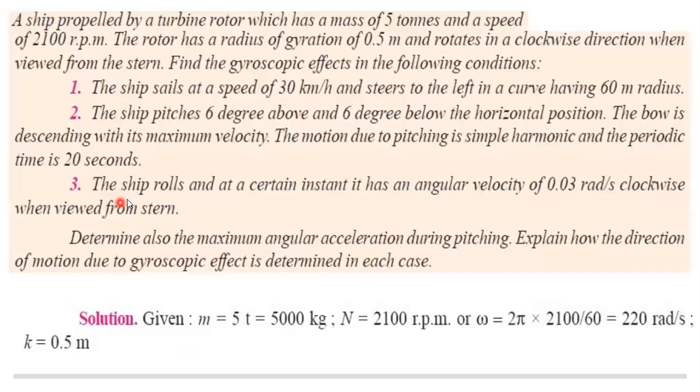Third condition is the ship rolls, and at a certain instant it has an angular velocity of 0.03 radian per second, clockwise when viewed from stern. They have given the value of angular velocity, so these are the conditions. Now we need to determine also the maximum angular acceleration during pitching, and explain how the direction of motion due to gyroscopic effect is to be determined in each case. Actually, we have determined the effect for all the cases. In this case, we need to determine the maximum angular acceleration during pitching.